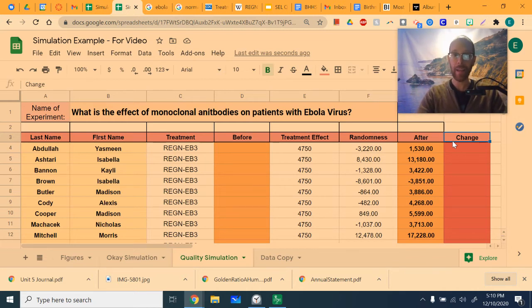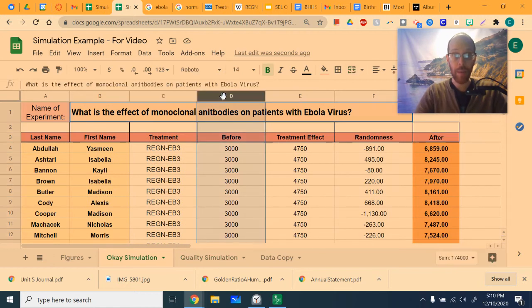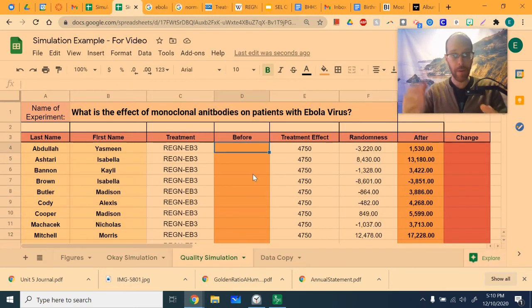The second thing is that there was an assumption we made in the OK simulation that was bad. That assumption was in this column. It was that everybody began with the same white blood cell count. And that's not really true, right? In the real world, there is variation.